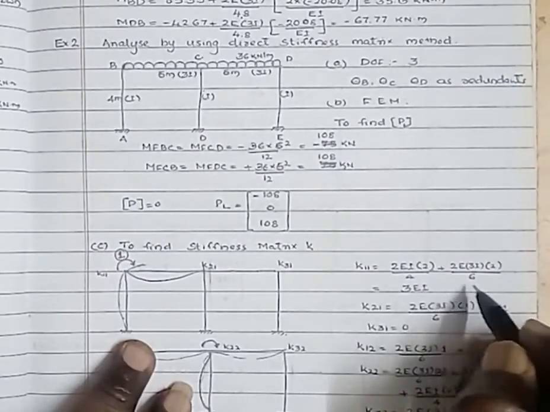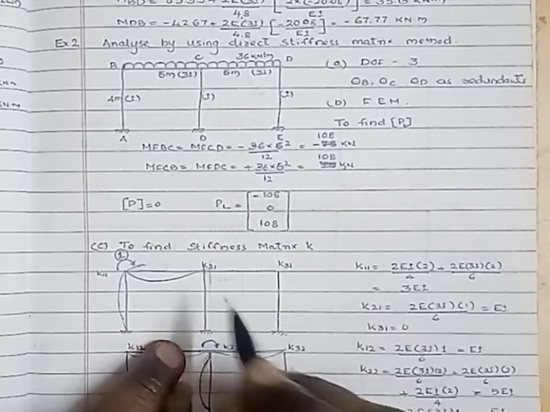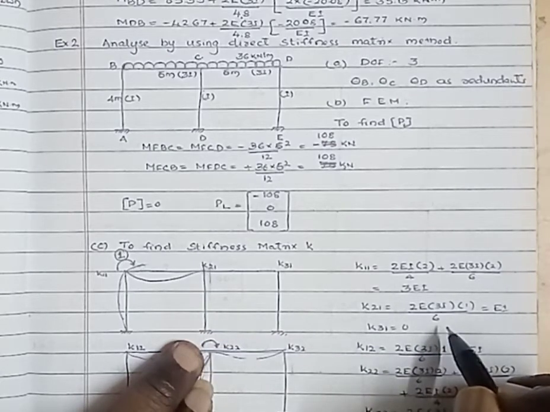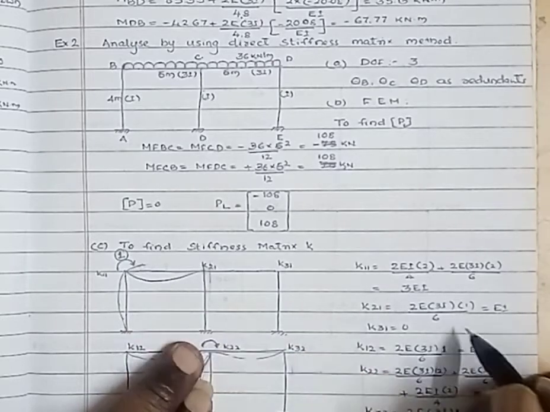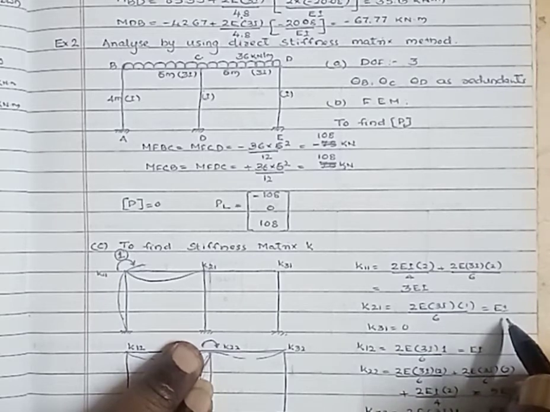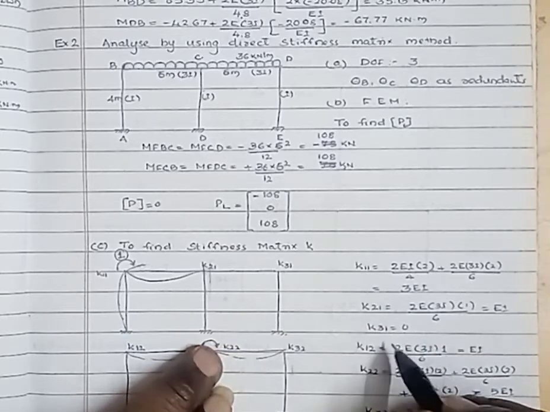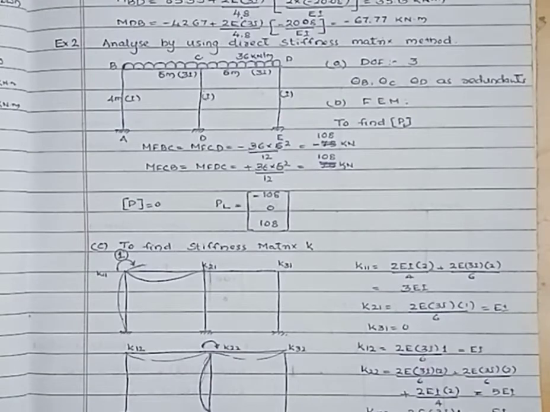That is, after simplification, the sum of these two is 3EI. Here we have got the first element K11. Similarly, K21, this one is the far end, that is 2EI by L. Here 2E, the moment of inertia for span BC is 3I divided by L is 6. By simplification, you will get K21 equals EI. Here there is no displacement, hence K31 is 0. The stiffness value at 3 due to the unit rotation applied at 1 is 0.